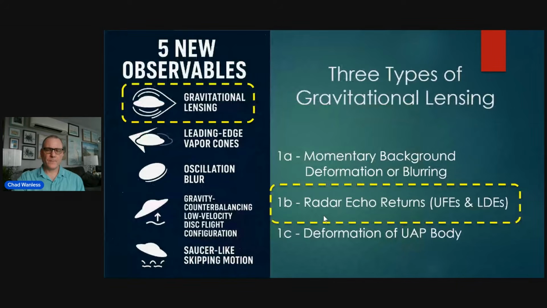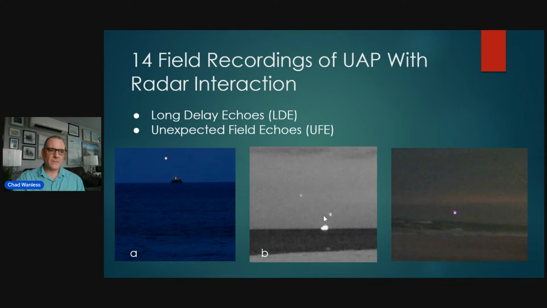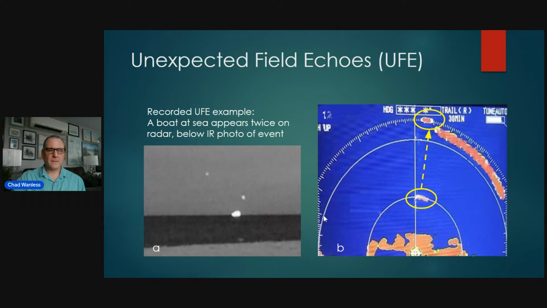Okay, there are then radar echo returns. So we have been talking with the Tedesco brothers, and they have been using their Nightcrawler Mobile Research Lab. They were able to identify and record 14 examples using radar and video or photos of long echo delays and unexpected field echoes. This is another form of very solid evidence, but it's going to be hard to debate exactly what it means. So here's an example on the right of one of the radar plots.